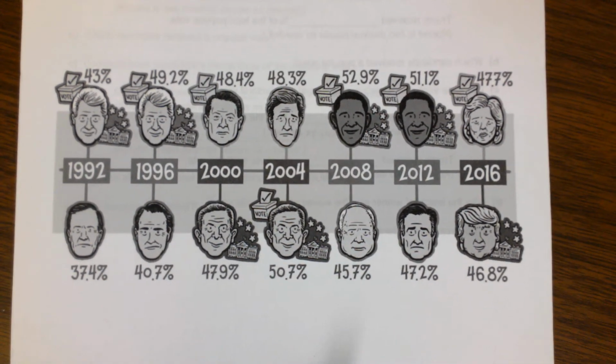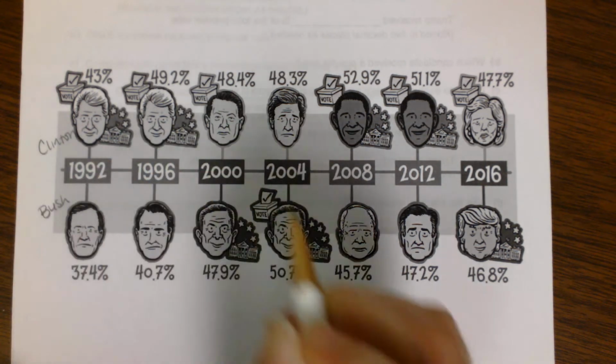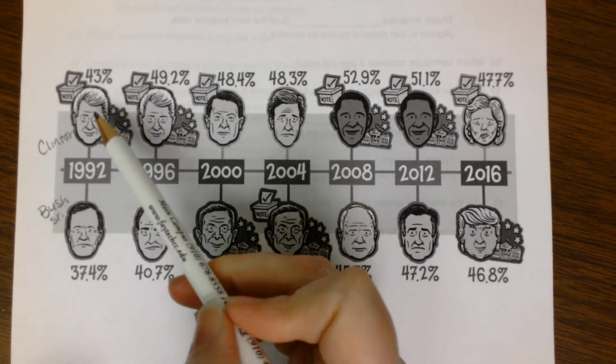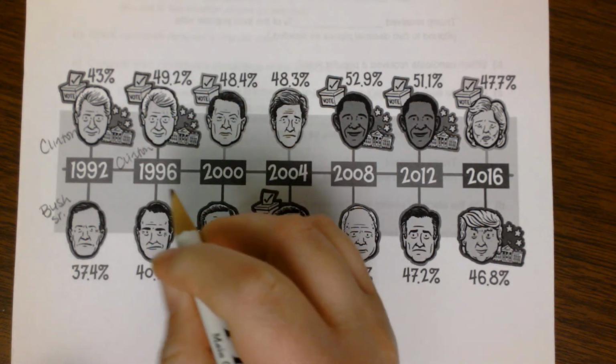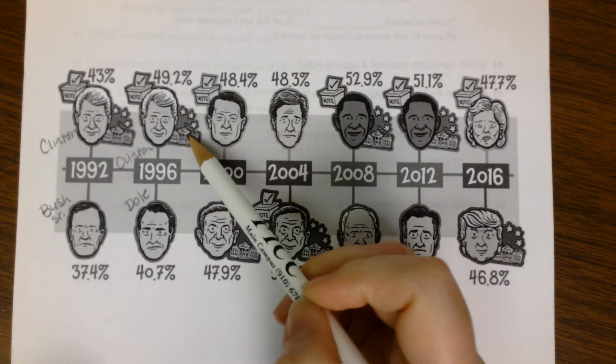Okay, so here is, not counting 2020, because when these notes were printed, we didn't have the 2020 results, from 1992 to 2016, these are the presidential races and who won the presidency and who won the popular vote. So in 92, we have Clinton and Bush Sr. Clinton won both the popular and the presidency. Then Clinton ran again, this time against Dole. Again, Clinton won the popular vote and the presidency.